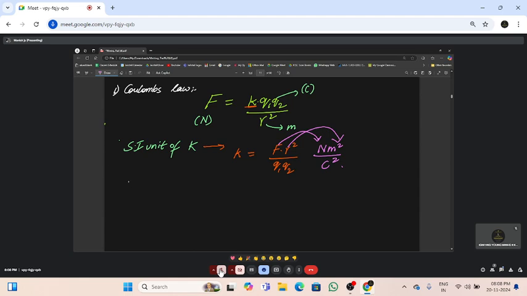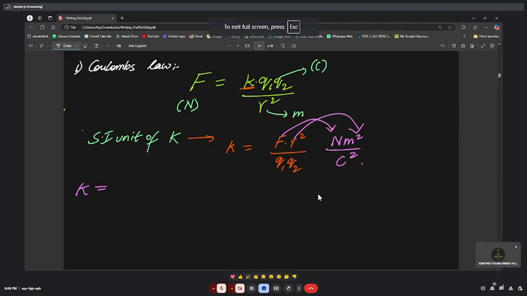And what's the value of K? When we solve numericals, we take the value of K as 9 times 10 power 9. Along with the units, it's again Newton meter squared upon Coulomb squared. That's it. So this is all about Coulomb's law. We have had a quick recap about it.